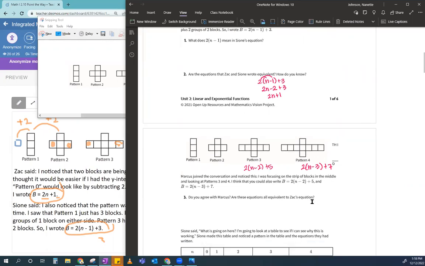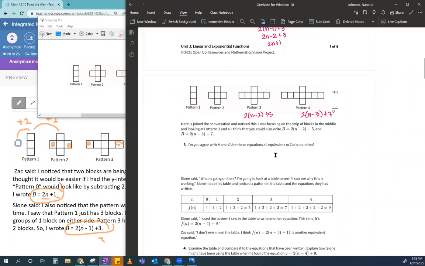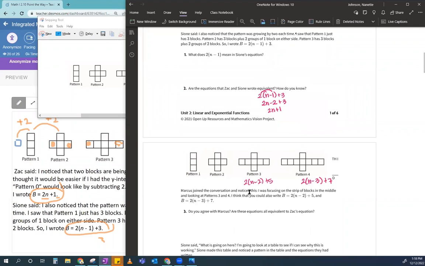Very good. Okay, so do you agree with Marcus? Are all these equations equivalent to Zach's equation? So I'm just going to multiply in my head really quick. 2n minus 4 plus 5 is 2n plus 1. 2n minus 6 plus 7 is 2n plus 1. So yes, the answer is yes, right?